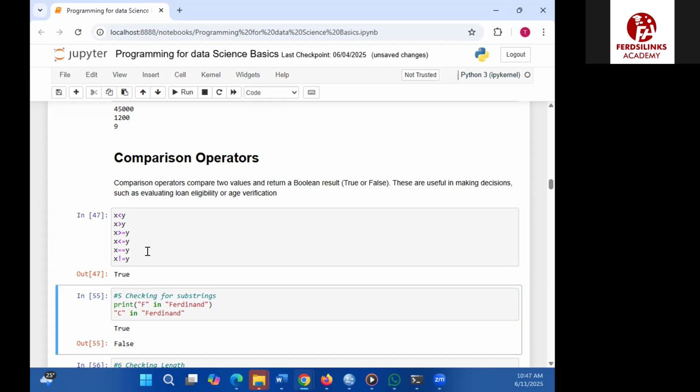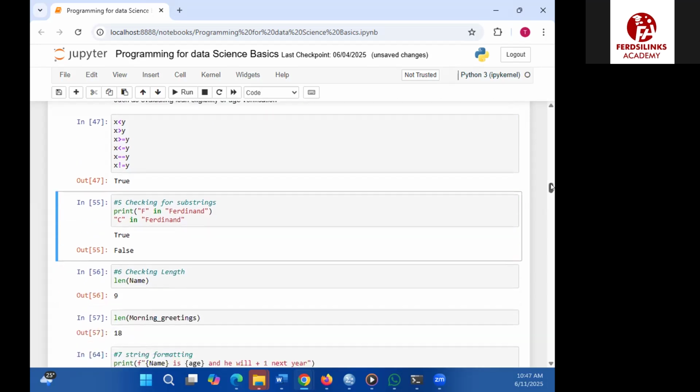So we use the exclamation mark, right? So those are operands that we use for comparison: equal to, less than, greater than or equal to, less than or equal to, or different. And the output will always be true or false.